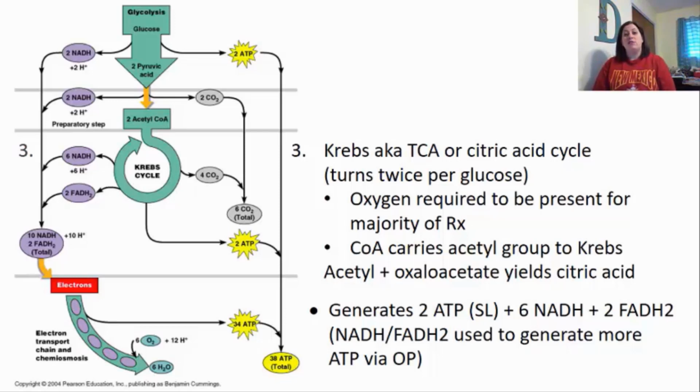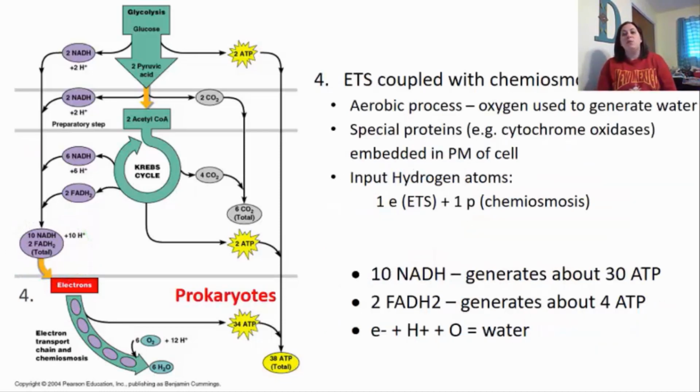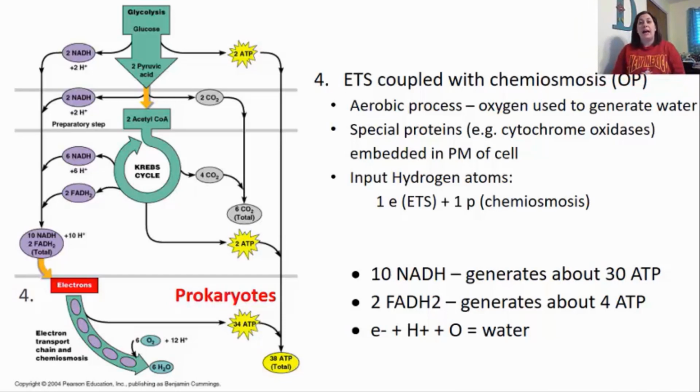This cycle is then going to generate 2 ATPs. These ATPs are going to be made through substrate level phosphorylation. We also see it's going to create 6 NADHs and 2 FADH2s. Remember, though, that these NADHs and FADH2s are going to create more ATP once they go to the electron transport system. Now, the ETS is going to be coupled with chemiosmosis. The chemiosmosis is going to allow us to do the oxidative phosphorylation. This is where the aerobic process really happens. Oxygen is not only required, it is now used. It's going to be used to accept the electrons and the hydrogens, and water is going to be created.